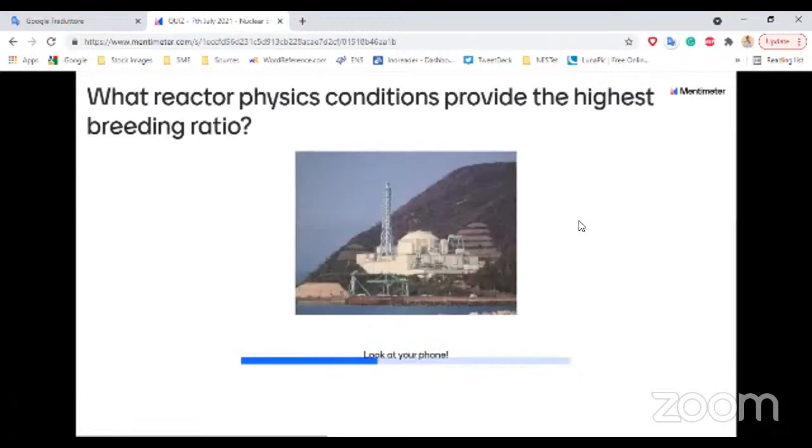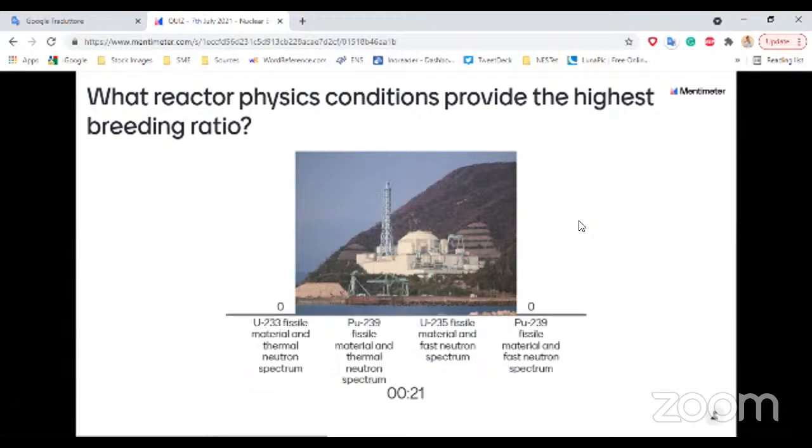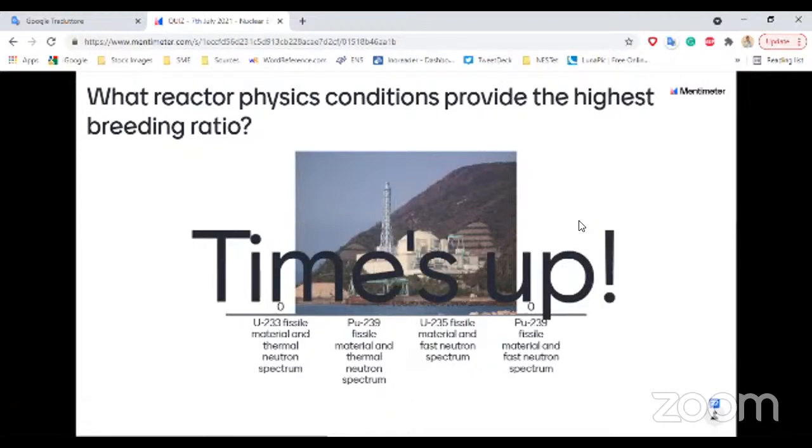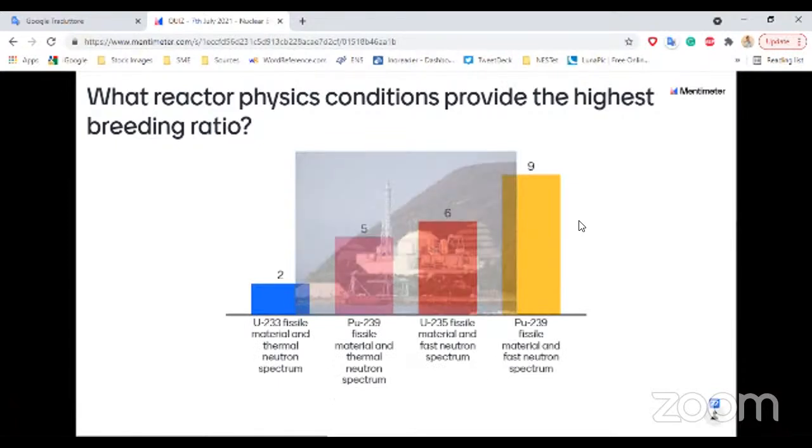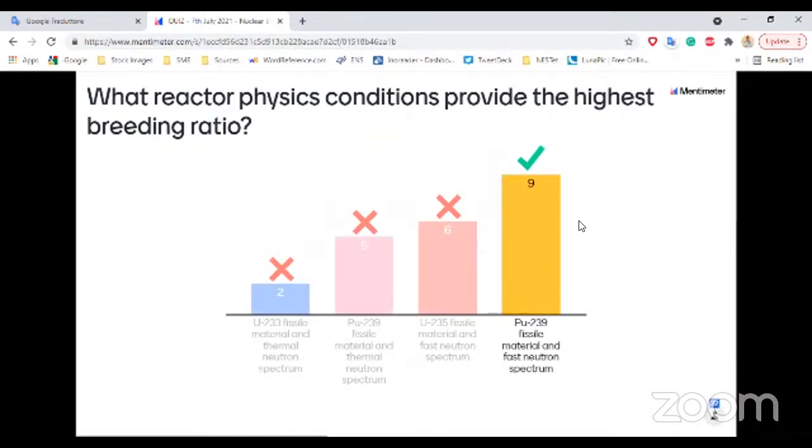What reactor physics condition provides the highest breeding ratio? U-233 fissile material in thermal neutron spectrum, plutonium-239 fissile material in thermal neutron spectrum, uranium-235 fissile material in fast neutron spectrum, or plutonium-239 fissile material in fast neutron spectrum. 2 seconds left. Everyone has voted already. Okay. And the correct answer is the last one, exactly. Plutonium-239 fissile material in fast neutron spectrum. Let's go on to question number 9.